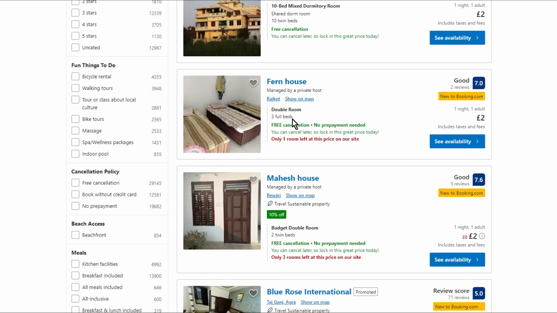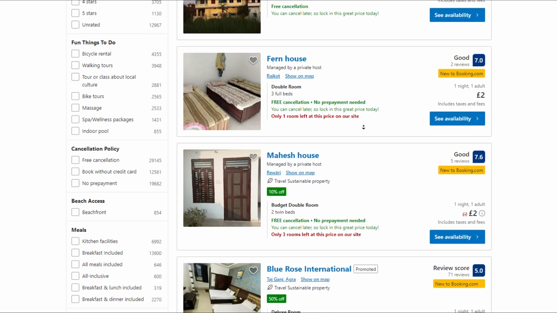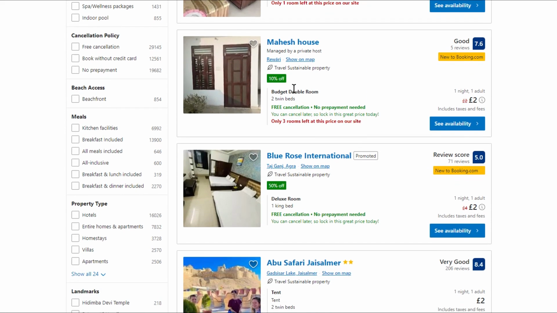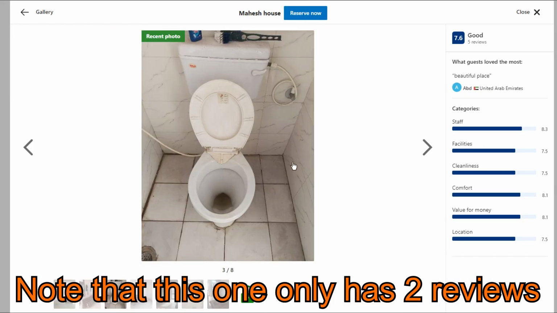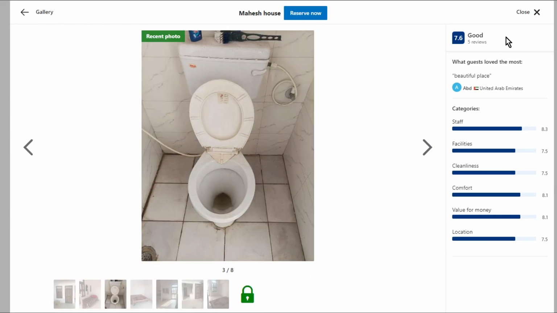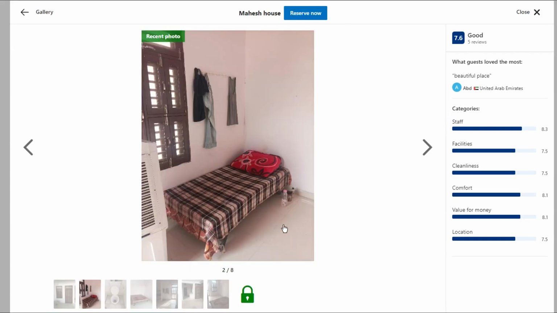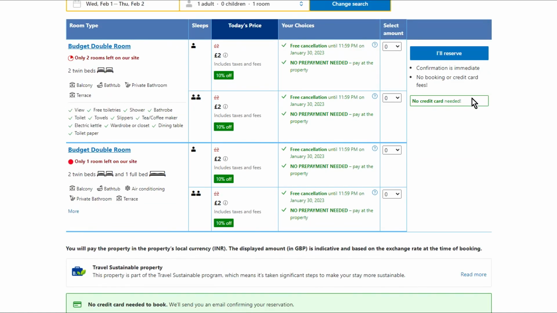Double room, 3 full beds. That doesn't quite make sense. A double room has got 3 beds. That's £2. Budget double room, £2. Let's have a look at this one. Complete with a slightly grubby looking toilet. That is the bed. That's your basic room.